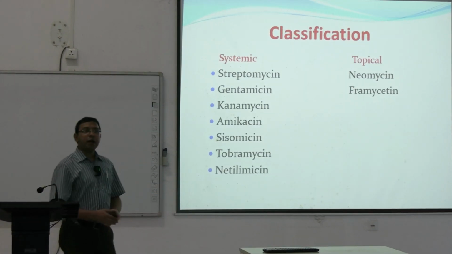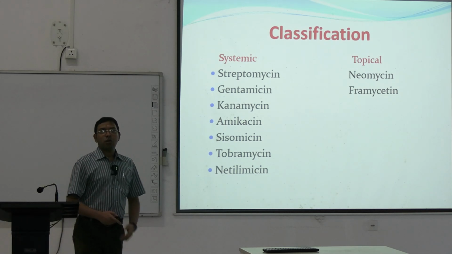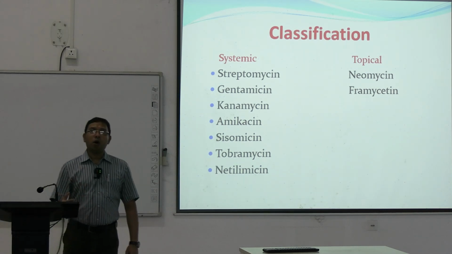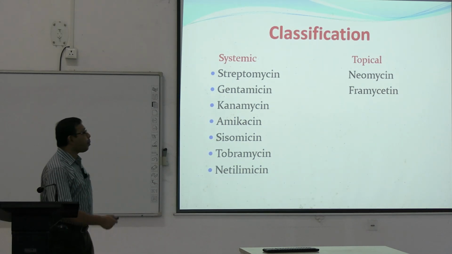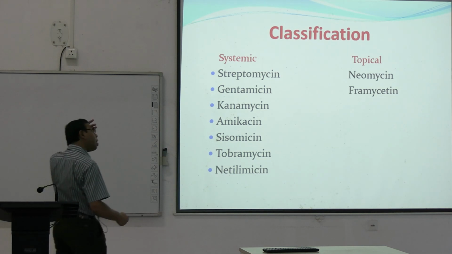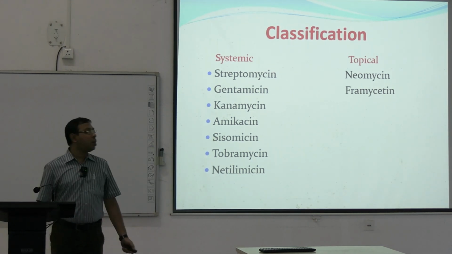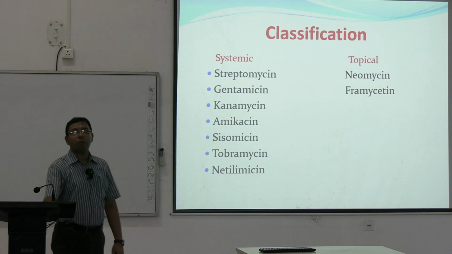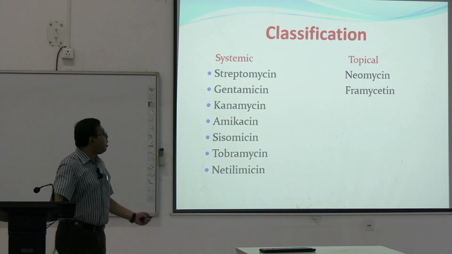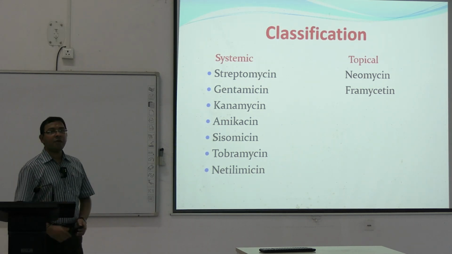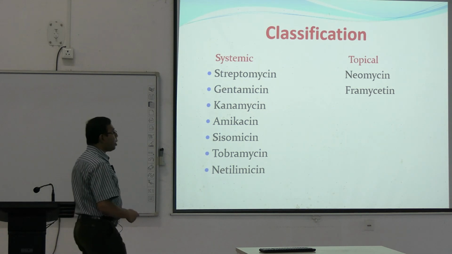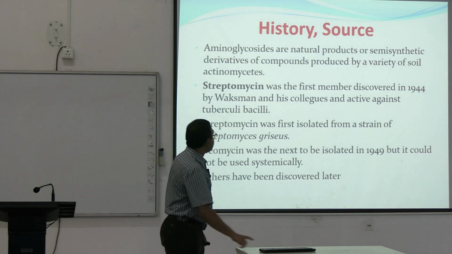We can classify them according to their use. They can be used systemically or topically. For example, the most common systemic aminoglycosides are Streptomycin, Gentamicin, Kanamycin, Amikacin, Sisomicin, Tobramycin and Netilmicin, and the topical one is Neomycin. Now coming to the details about the pharmacology.